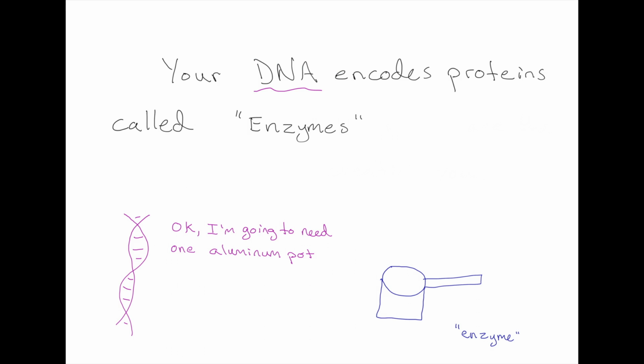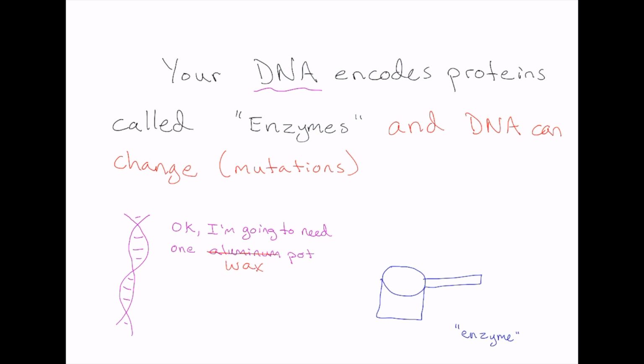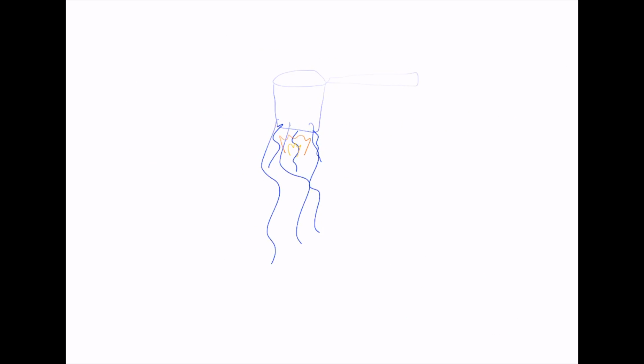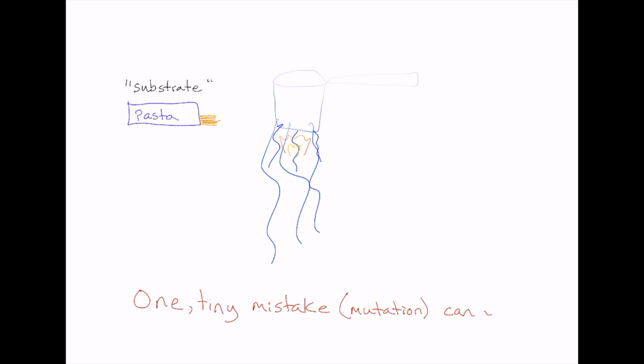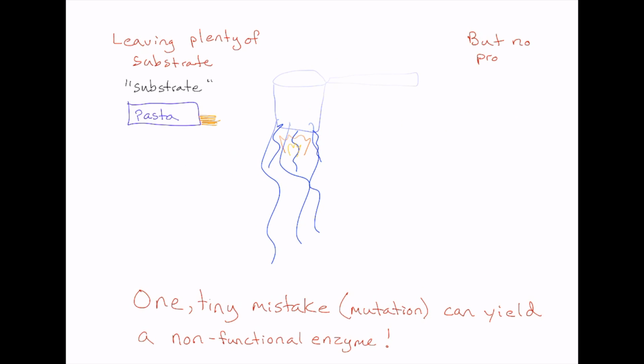So your DNA encodes these enzymes, but it also can have changes in it, or mutations. If we change just one word, aluminum, to wax, we get a very different outcome. The same scenario leaves us with a melted pot. Just one tiny mistake or mutation can yield a completely non-functional enzyme, leaving plenty of substrate, but no product. But now let's go back to our axanthic lines.